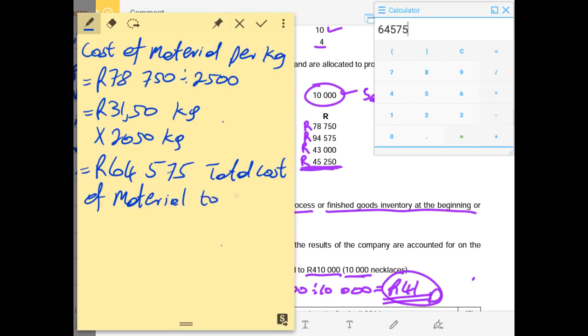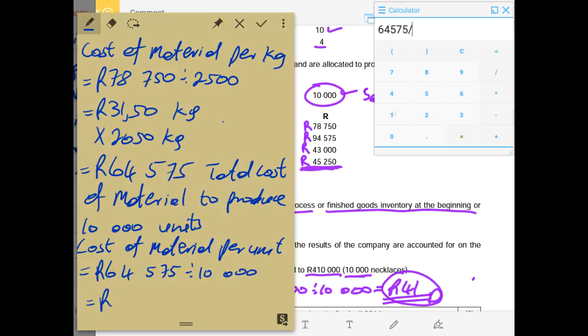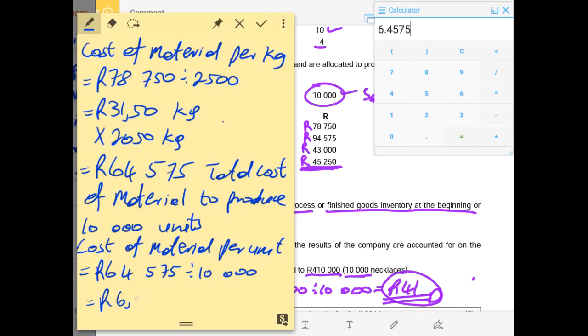This is the total cost of material that we have incurred to produce 10,000 units. So now what do we need? We need to know the cost of material per unit. The cost of material in total is 64,575. How many units were manufactured? We manufactured 10,000 units. Therefore, that will give us the cost of material per unit, which will be 6 rand 46 cents, if we round off to 3 decimal places.